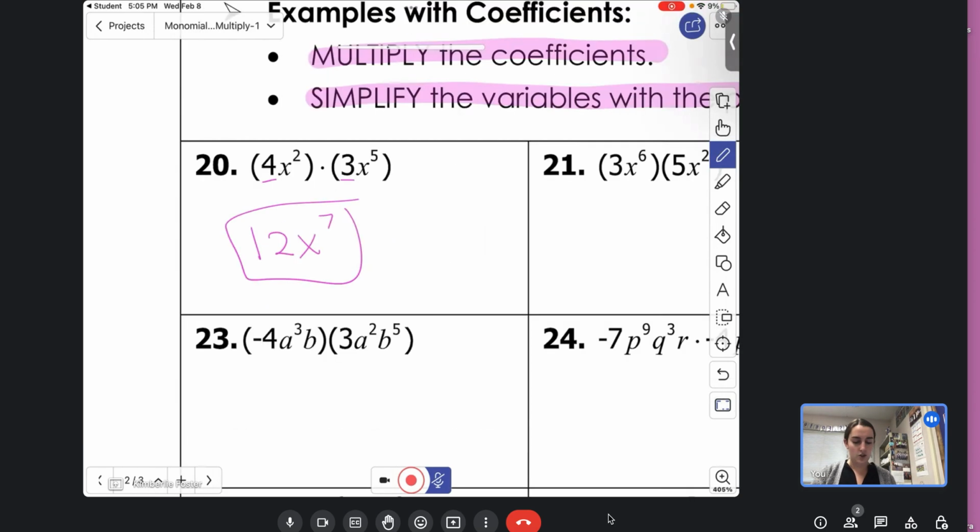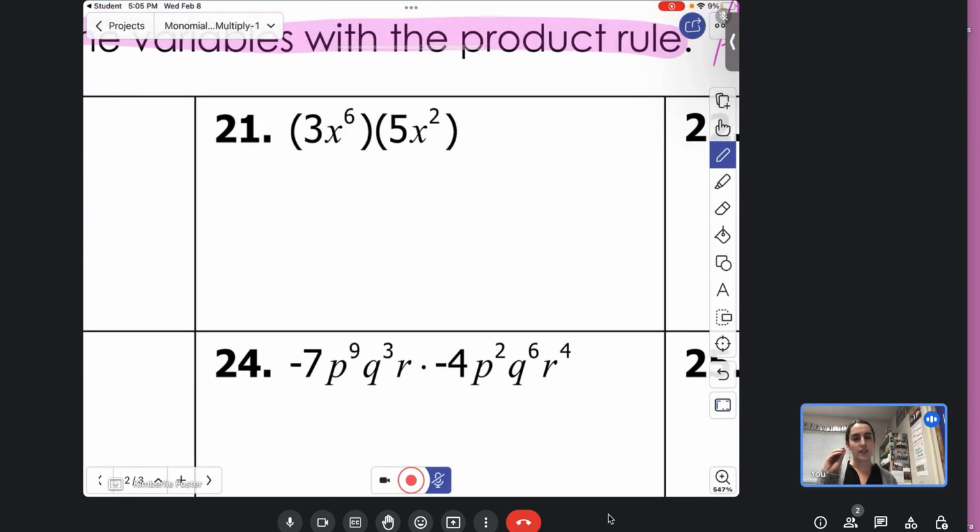All right, let's try another one. Multiplying our coefficients, adding our exponents. 3 and 5 is 15, x to the 8th. 6 plus 2 is 8.